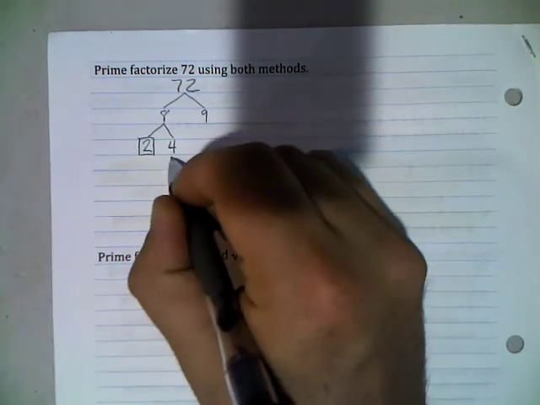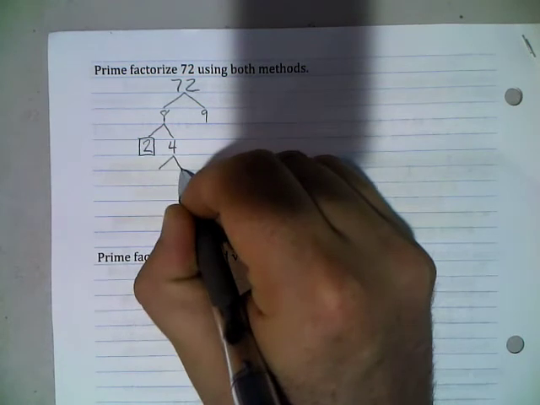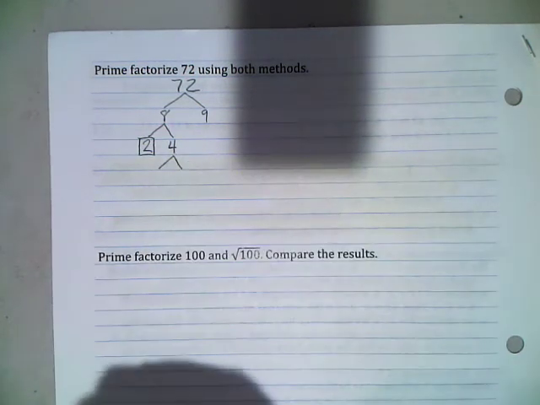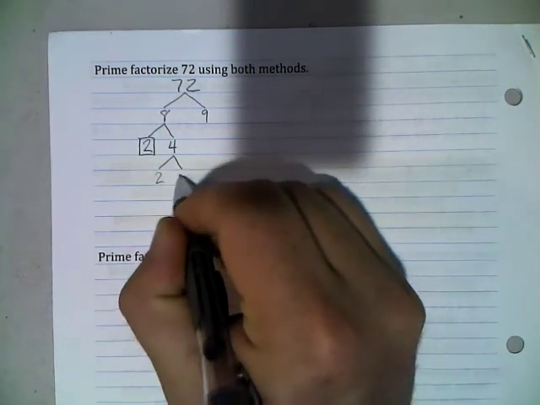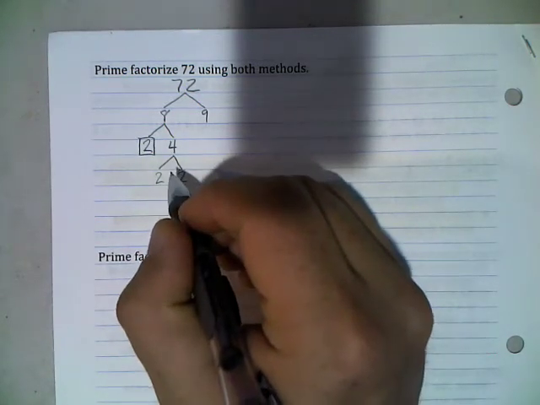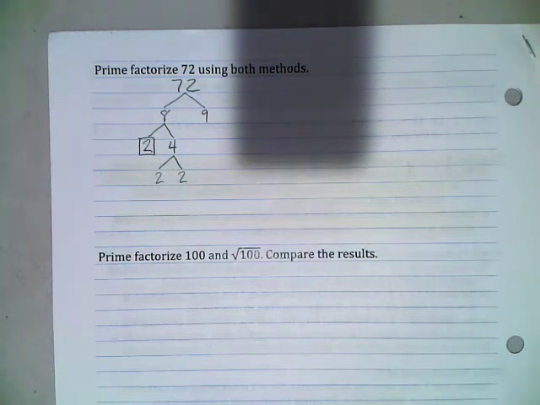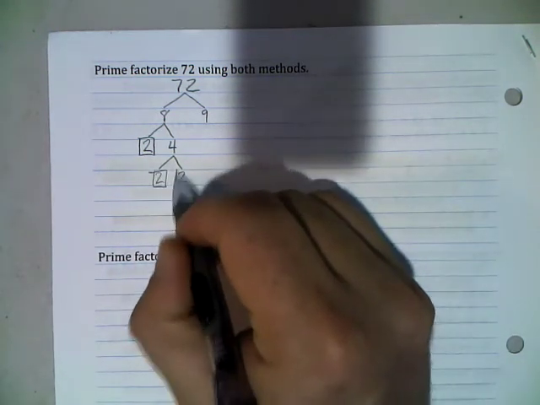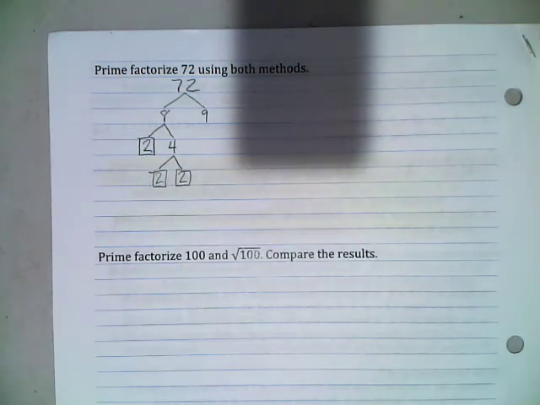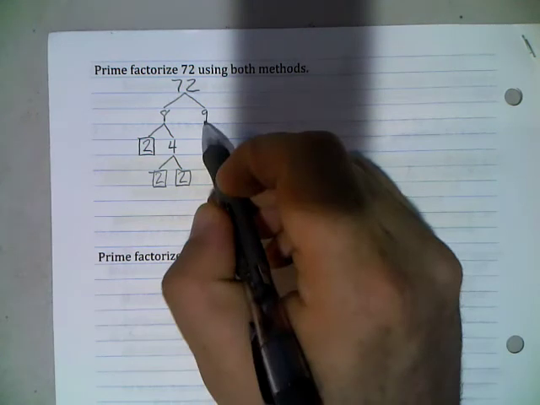Now 4 is not prime, so we're going to branch it out yet again. So again, what times what is 4? Well, hopefully you just said 2 times 2. Well, of course, 2 times 2, those are both prime. So that part of my tree is done, but notice that we're still not done with that 9.